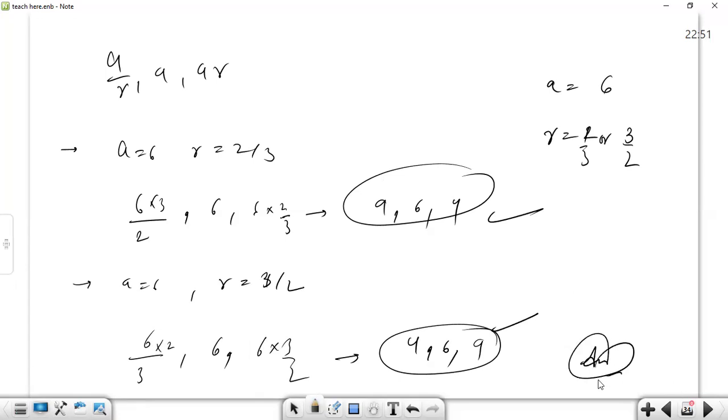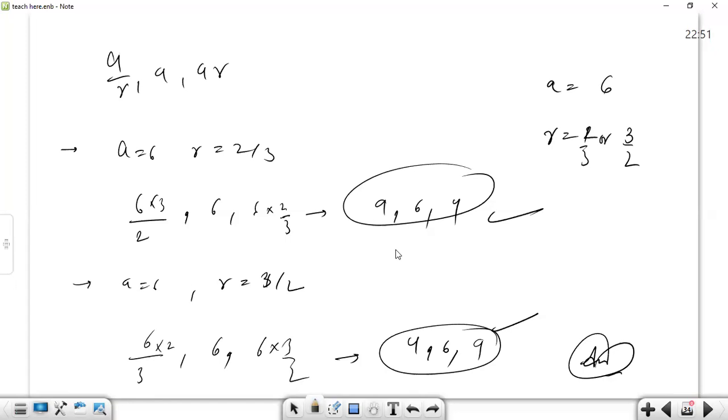Any doubts, anyone? This is how conveniently we have assumed A by R, A and AR. That has helped us to solve this question. Clear?